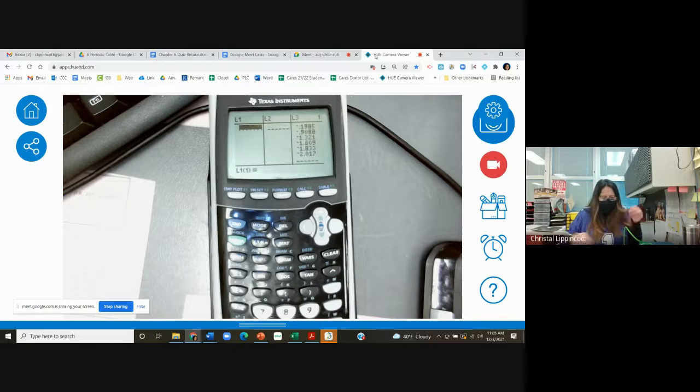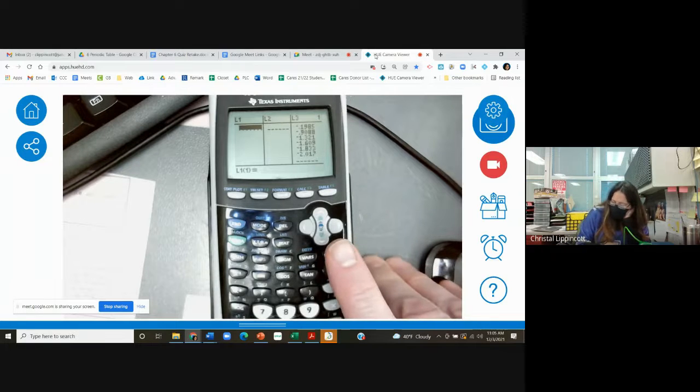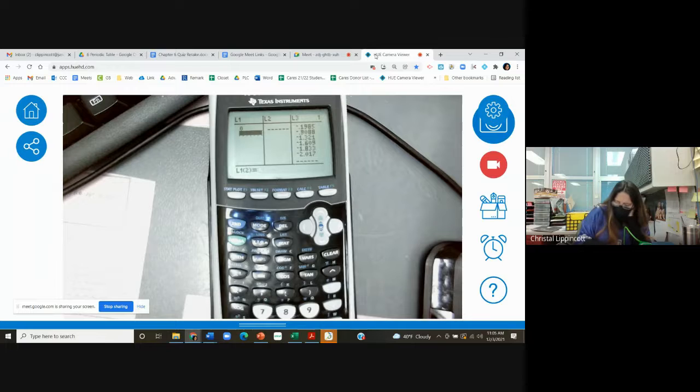What do I want to have for my L1? Do I want time or do I want concentration? Time. Okay, so 0, enter, 100, enter, 200, enter, 300, enter, 400, enter, and 500, enter. Now I'm going to go over here and enter my numbers in. 1.25, 0.9122, 0.6657, 0.4858, 0.3546, and 0.2588.